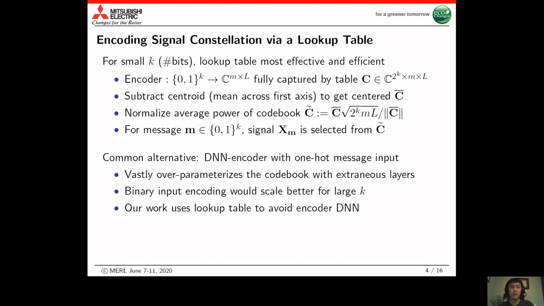A common alternative seen in the literature is to apply a deep neural network as the encoder, using one-hot encoding of the message as the input. However, this vastly overparameterizes the codebook with extraneous layers. Using a DNN encoder with a binary input encoding would help scale better for large K. However, we're focused on a small K regime. Our work employs a lookup table to avoid having to use a DNN for encoding altogether.